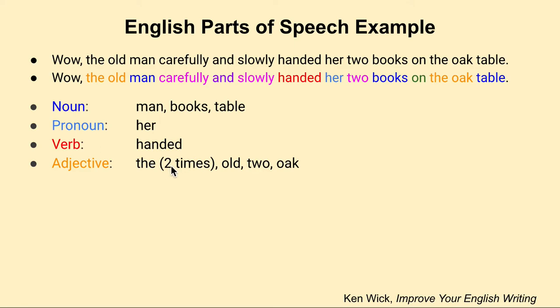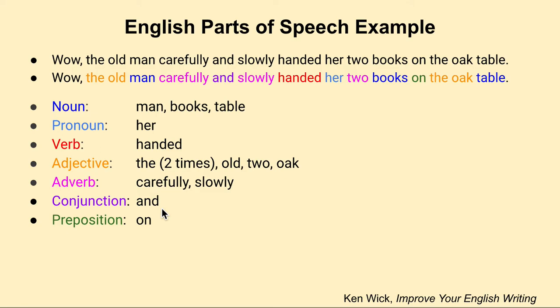An adjective, there's 2 thes, so it occurs twice. Oak, 2, or whoops, old, oak. Oh, wow. The, old, 2, and oak. There's 2 adverbs, carefully and slowly. There's 1 conjunction, and. 1 preposition, on. And 1 interjection, wow, which is not colored.